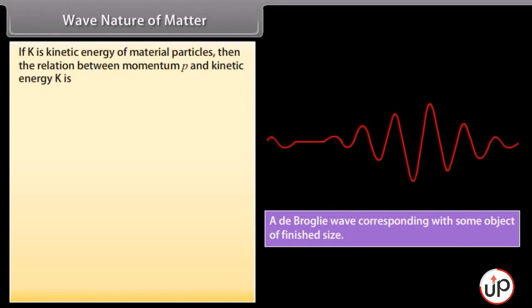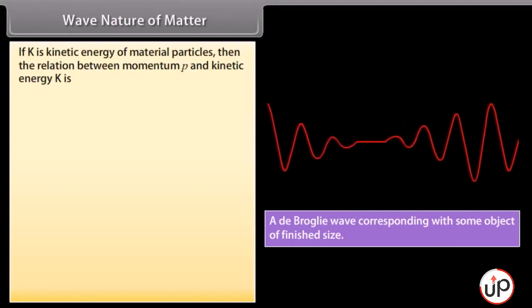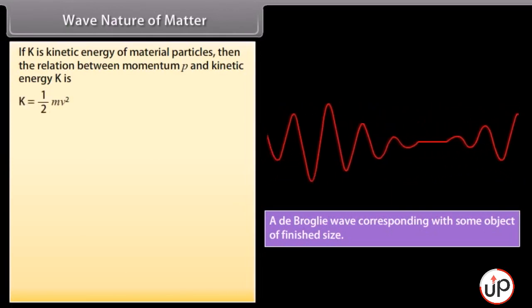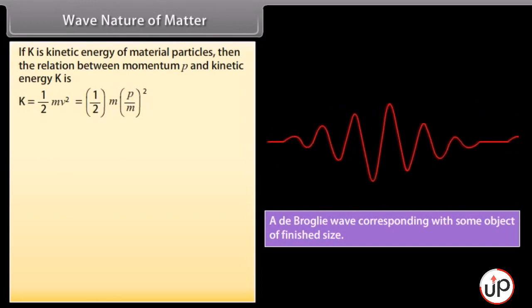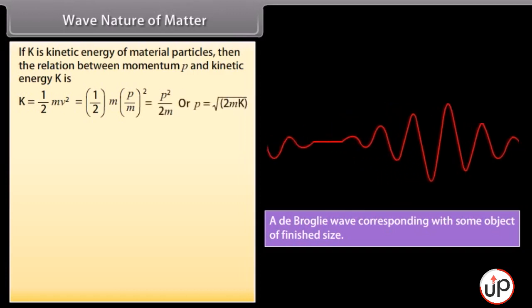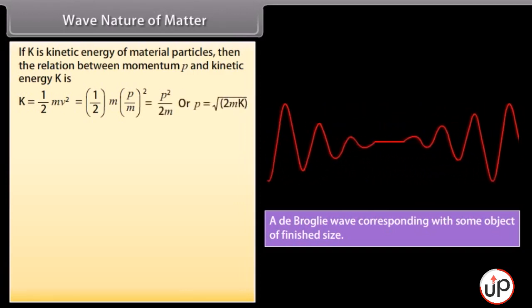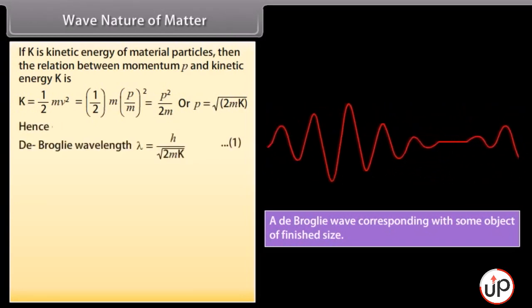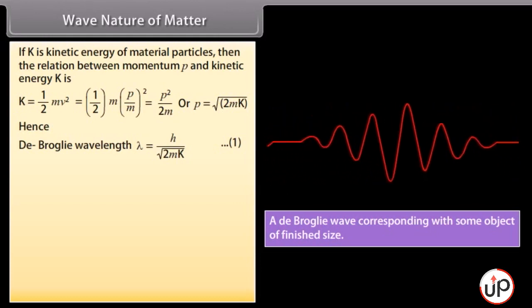If K is the kinetic energy of material particles, then the relation between momentum p and kinetic energy K is K equals 1 by 2 mv squared, which equals 1 by 2 into m into (p by m) squared, which equals p squared by 2m, or p equals square root of 2mK. Hence, the de Broglie wavelength lambda equals h by square root of 2mK. Name it as equation 1.